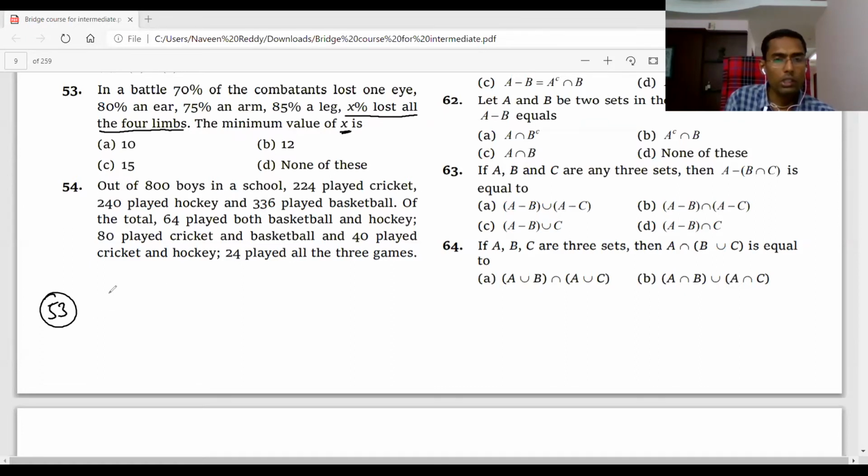So here n of A intersection B intersection C intersection D is the question now, if you consider these are the 4 sets. Okay, just a minute.